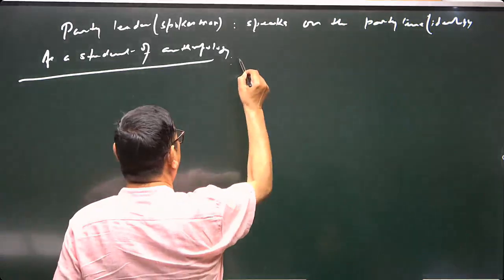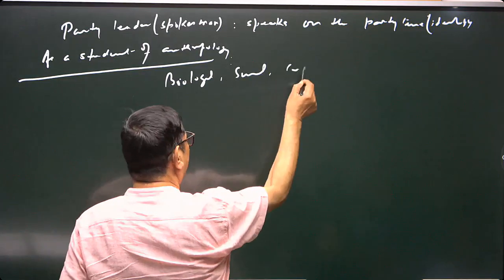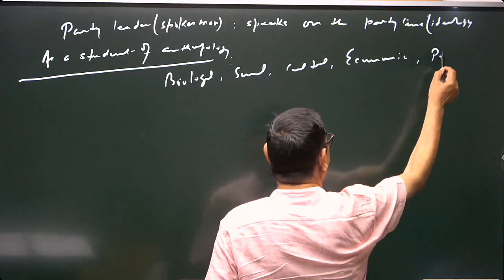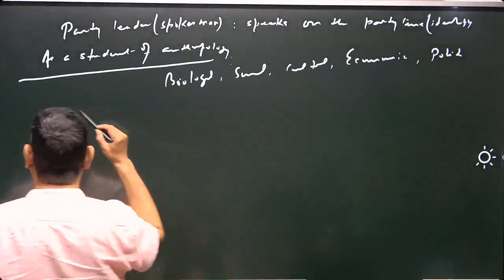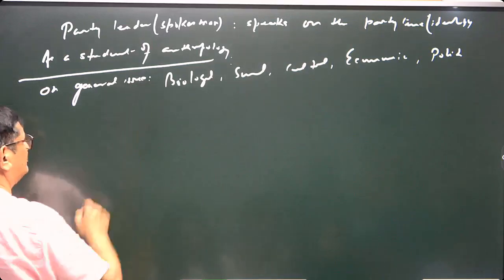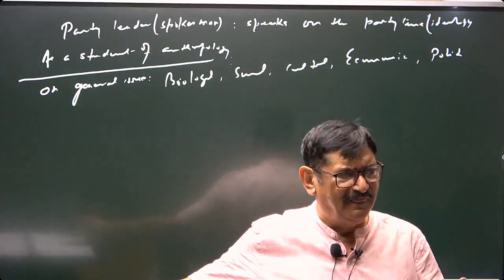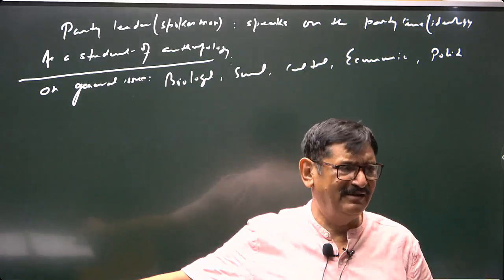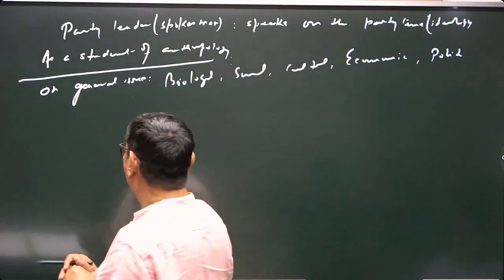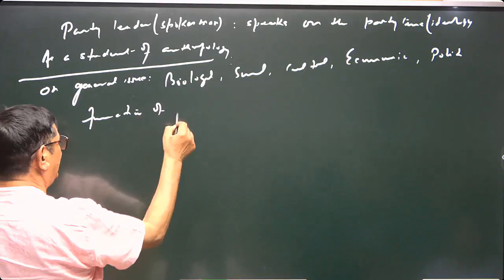Speaking on the anthropological line means that in any issue you have to talk about the biological, social, cultural, economic, and political aspects. On a general issue, you should give your argument on 5 lines. What are the general issues, general problems, especially in the second paper or in the first paper? Suppose you have to write the function of religion.